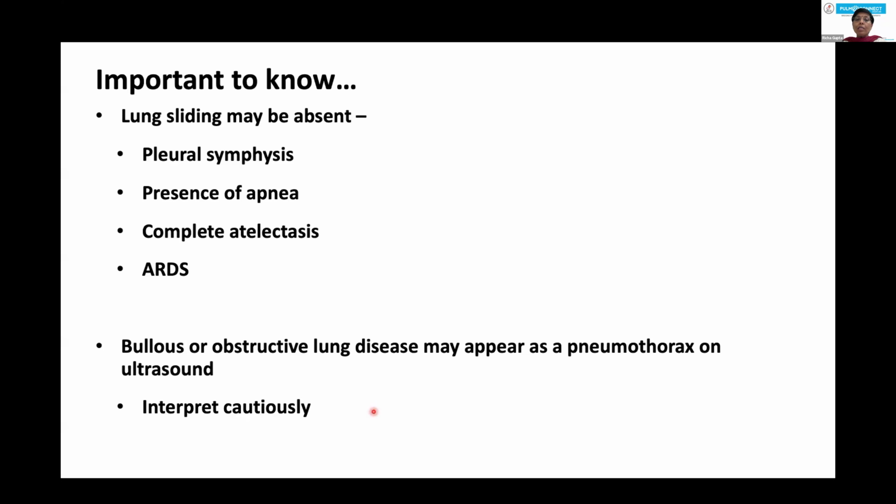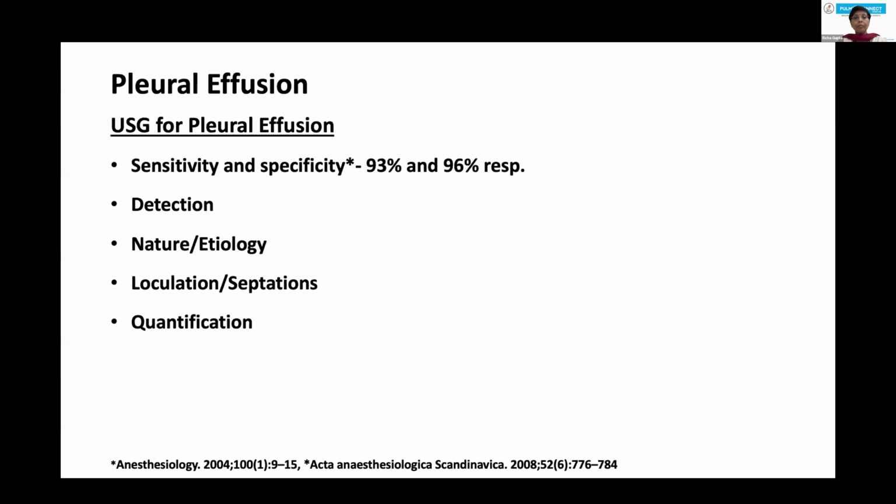Lung sliding may be absent in pleural symphysis, apnea, complete atelectasis, or ARDS. Bullous or obstructive lung disease may sometimes appear as a pneumothorax in an ultrasound. So we should interpret very cautiously. And that is why I'm saying ultrasound should always be interpreted in light of the patient's presenting history as well.